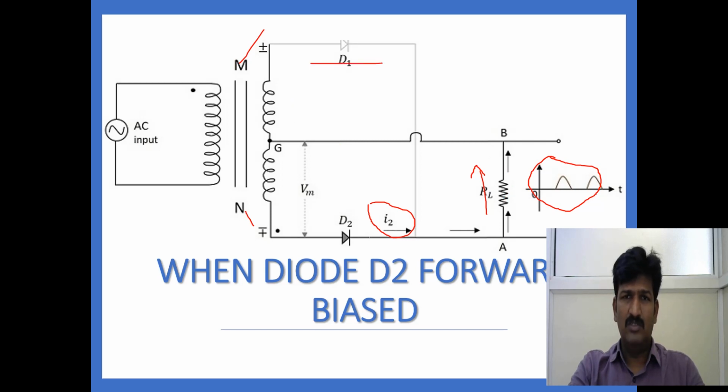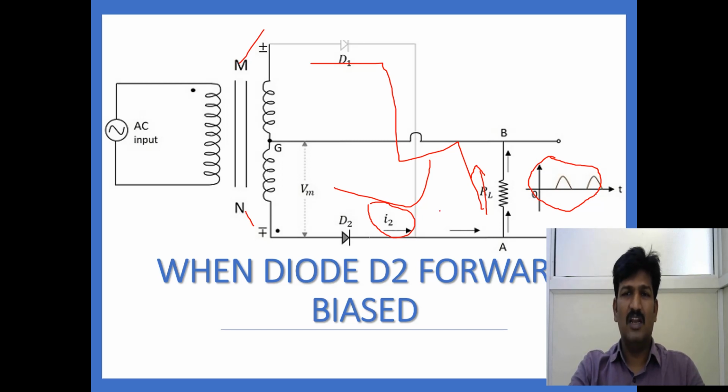Here I1 is going to be passing through the RL, and I2 is also going to be passing through the RL. But I1 exists when the input voltage is in the positive cycle, and I2 exists when the input voltage is in the negative cycle. Both have current passing through the RL. So you can understand the voltage is going to be dropped across this RL for the positive cycle as well as the negative cycle.